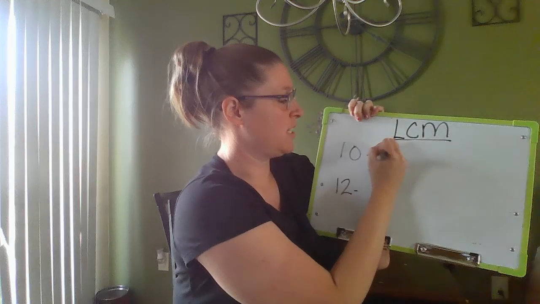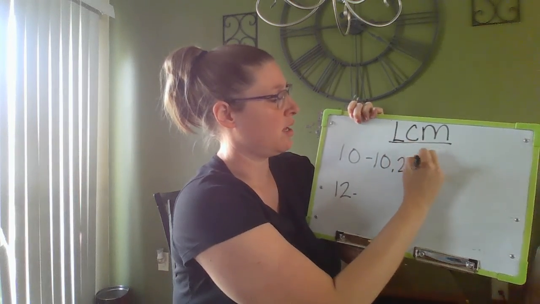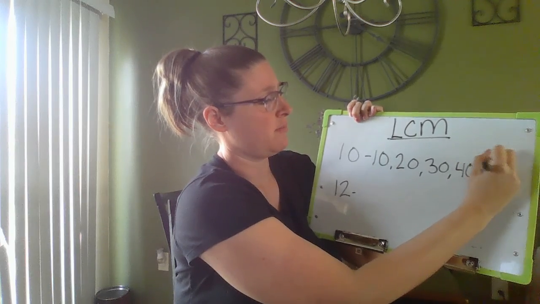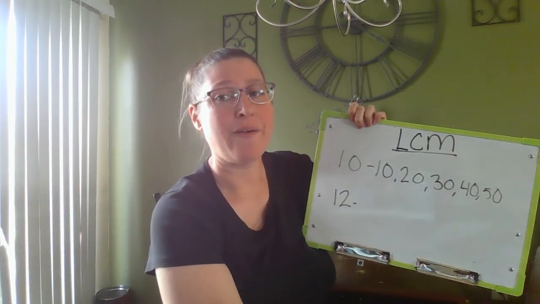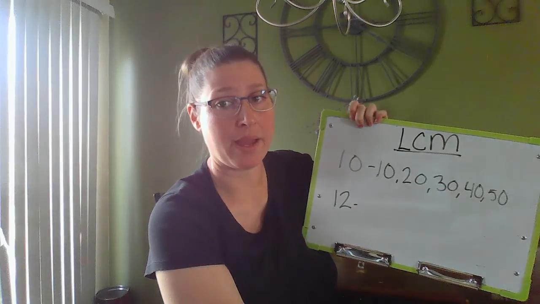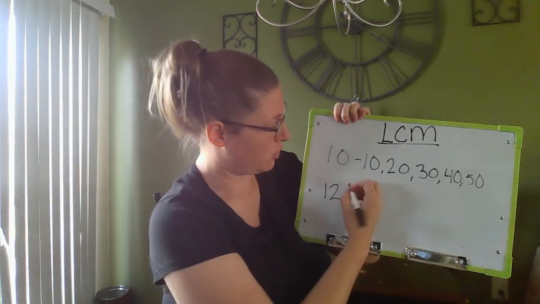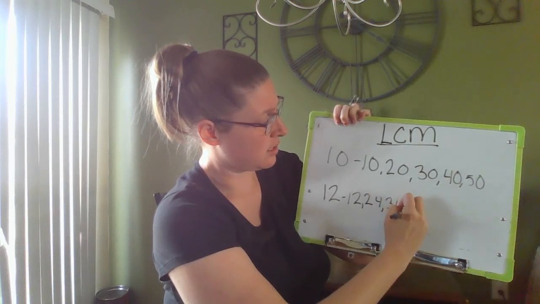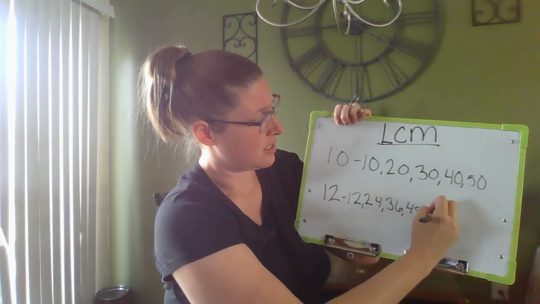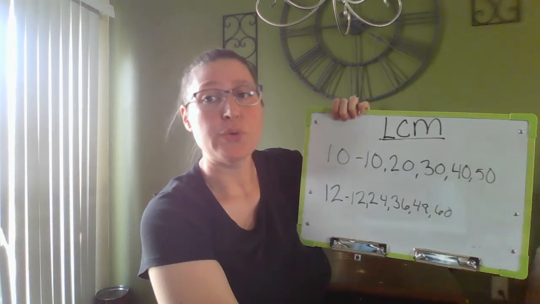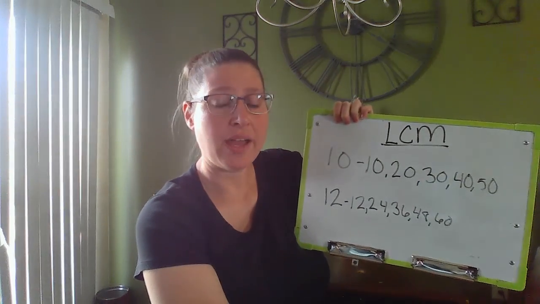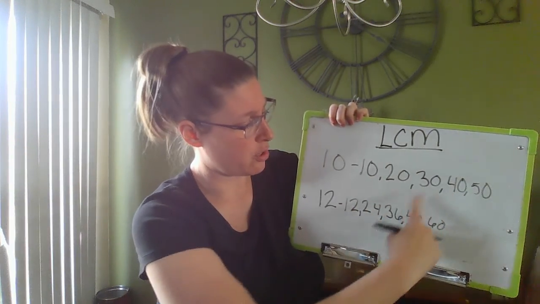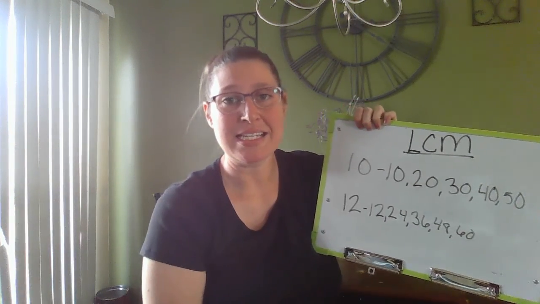So 10 times 1, 10. 10 times 2, 20, 30, 40, 50. Remember, I say go out 5 times and then we can stop and compare. I'm going to do the same thing with 12. So 12, 24, 36, 48, 60. Now I'm going to look at my list and see if I have anything in common. So I have no 10, no 20, no 30, no 40, and no 50. That means I need to keep going.